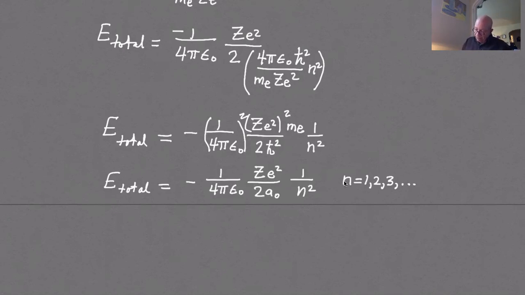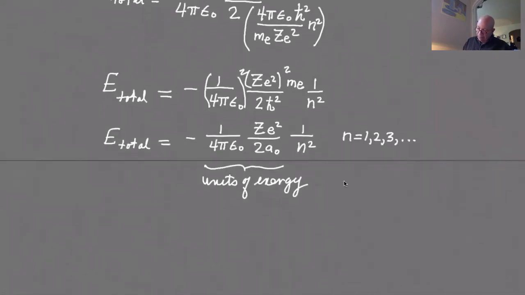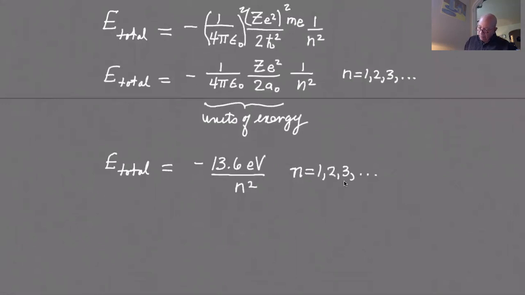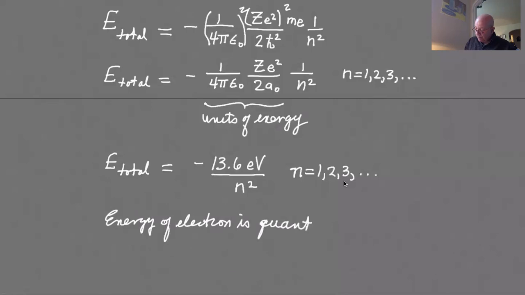And clearly, if we look at this, this is going to have units of energy. And if we plug all those constants in, we get that E total is going to be negative 13.6 electron volts over n squared, n equals 1, 2, 3, etc. So the rule we get here then is that the energy is quantized. The energy of the electron is quantized.